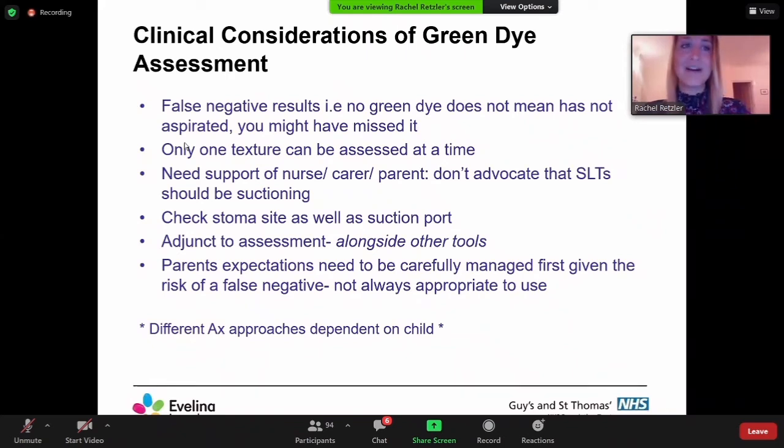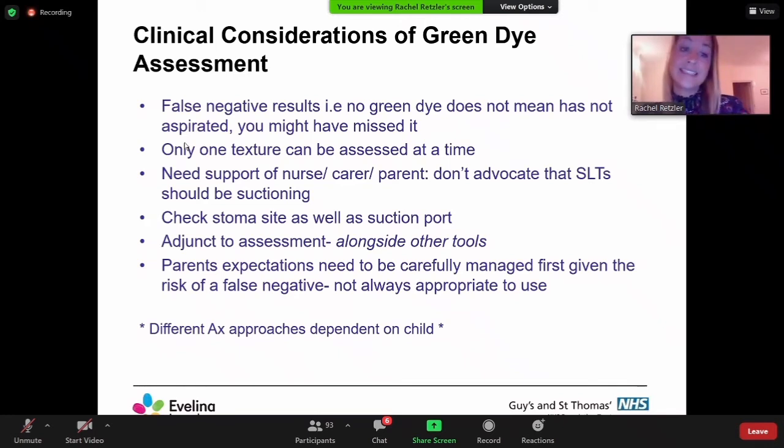The limitations, however, to this assessment, as we discussed, there's false negative results as a risk. So even if you didn't see green dye, this doesn't necessarily mean that the child has not aspirated. It might have just been missed. And in some cases, there might have just not been enough green dye to fully see. So we need to keep in mind how much green dye you're putting in to get a result when they do aspirate, so you're not missing that.